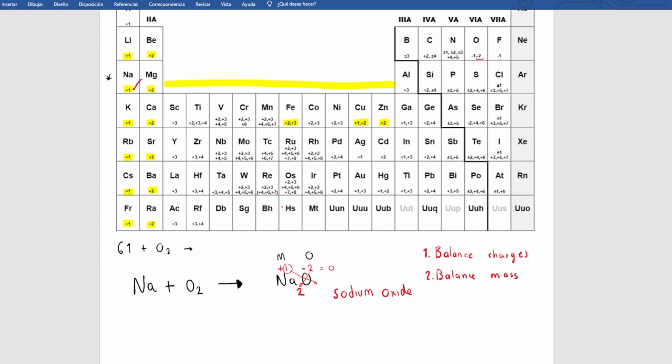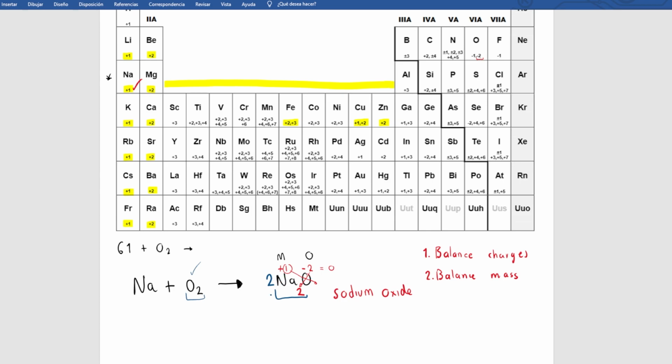Sodium oxide. Now, we have balanced the charges here, but also when we have a chemical equation, we also need to balance the mass. Let's see that here we have 2 atoms of sodium, but here we have 1. And here we have 2 atoms of oxygen, but here we only have 1. So, to start, we can see that here we have 2, and here we have 1. So we put number 2 here. And now we have 2 atoms of oxygen here, and 2 atoms of oxygen here.